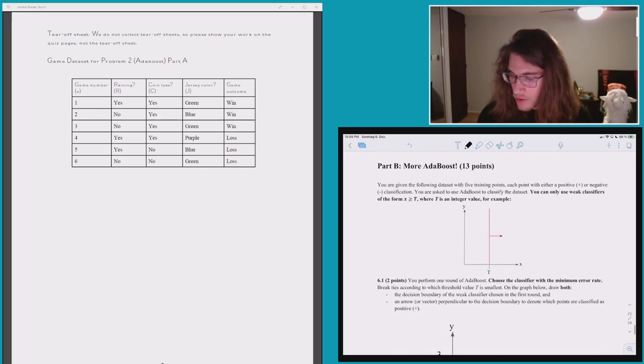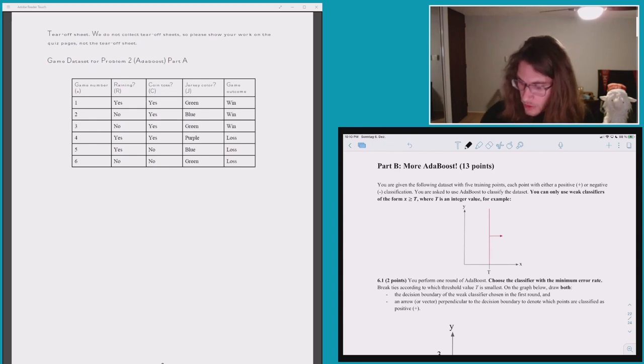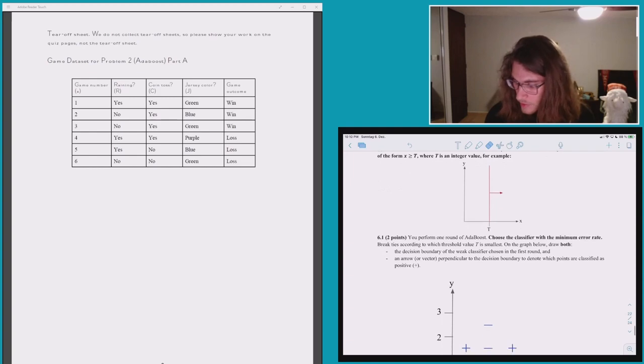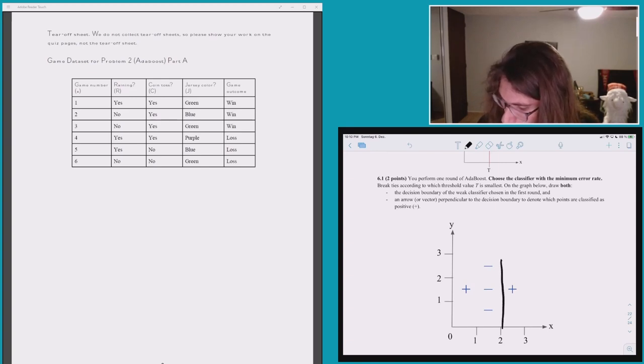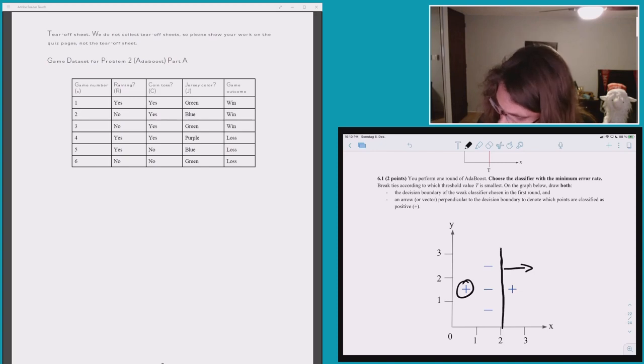Okay. So now this is the last section of Adaboost, and we are told that we can only use classifiers of this form: x is greater than or equal to something, and that means a positive classification. We're asked to choose a classifier with the minimum error rate if we're only considering such classifiers. And the classifier with the minimum error rate in that case is x is greater than or equal to 2, where if it's greater than or equal to 2, we get a positive classification. If it's less than 2, we get a negative classification. And it's the best classifier because we only misclassify one point versus having one here where we would classify 4 points incorrectly, or one here where we would misclassify 2 points incorrectly. So that's the best classifier we could have gotten.